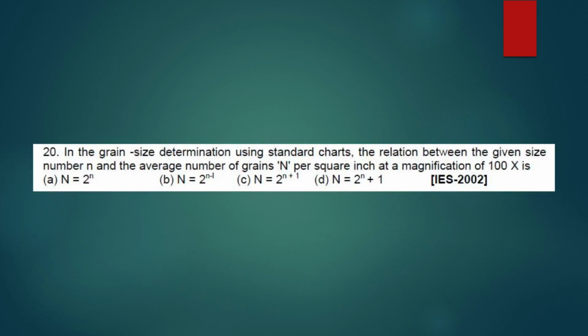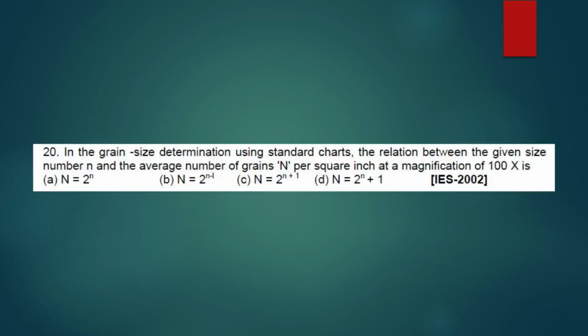In the grain size determination using standard charts, what is the relation between the given size number small n and the average number of grains capital N per square inch at the magnification of 100x? It's N equal to 2 to the power n minus 1. So B is your answer.